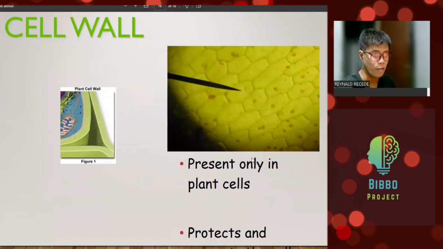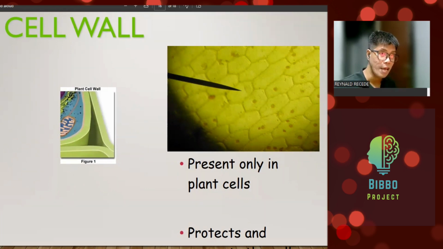You also have the cell wall. Cell wall generally are known to be present only in plant cells, and the function is to protect and support the cell. Kaya ang shape ng plant cell regular. Ibig sabihin, meron siyang specific shape. But I would like to put emphasis that cell walls are not only found in plant cells, but also in bacteria and in fungi. But in bacteria and fungi, iba lang yung composition.